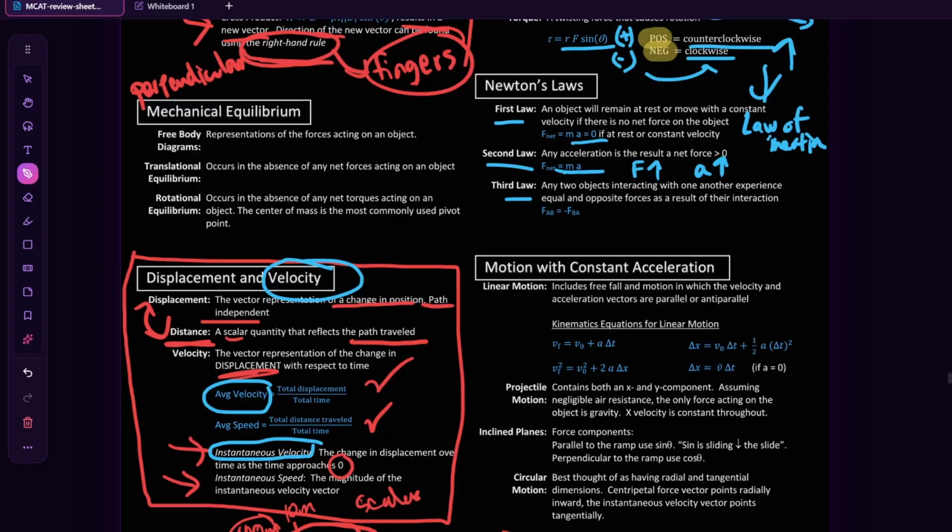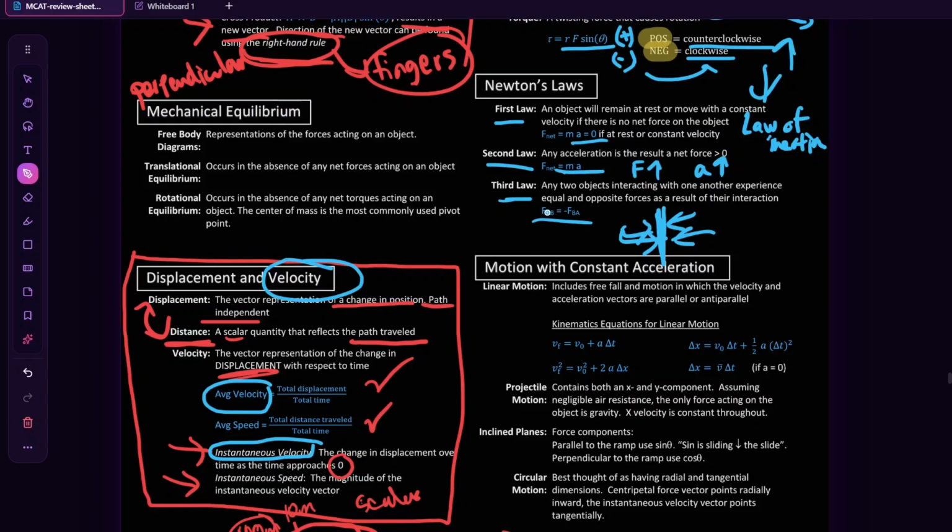Newton's third law is F_AB is equal to negative F_BA. So it basically means equal and opposite reaction. If you push on a wall, the wall will push back with an equal and opposite force. So here's my wall, and I'm going to push on the wall, right? The wall is going to push back equal and opposite. That's basically what it's saying.